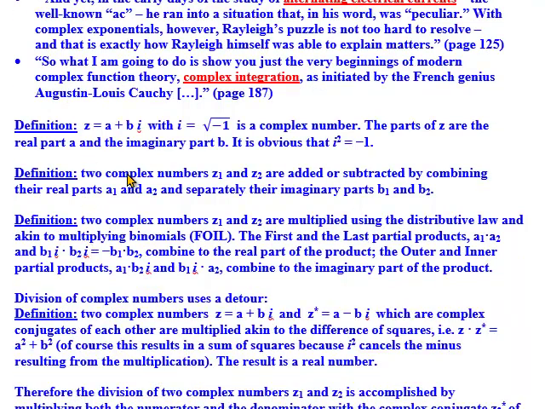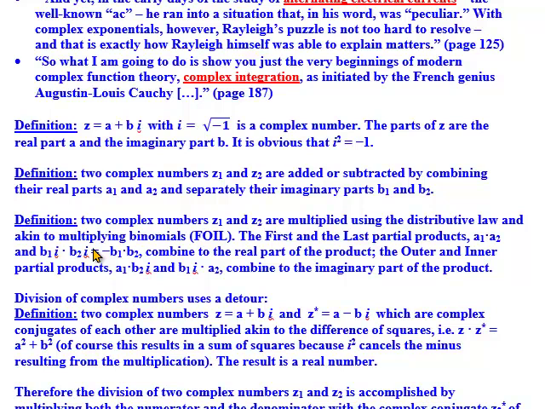All right. Definition: z equals a plus bi, with i equals the square root of -1, is a complex number. The parts of z are the real part a and the imaginary part b. It is obvious that i squared equals -1. Right? You can see that the square root of -1 squared will be that -1 that you have under the radical, and that is then i squared equals -1.